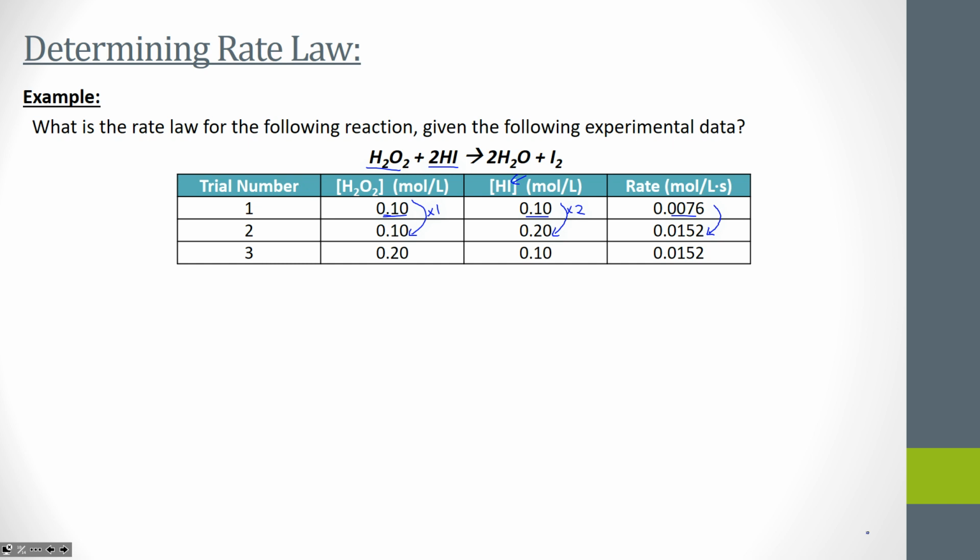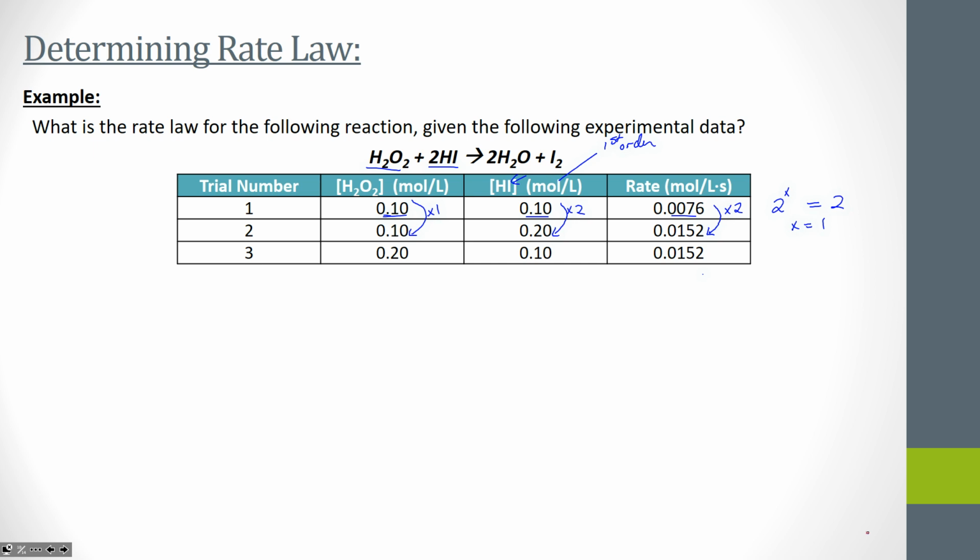And if we look from 0.0076 to 0.0152, that rate is also doubled. So for HI, we doubled the concentration, and we want to see what power makes the rate change the same way. Well, 2 to the power of what is 2? So x has to be 1. 2 to the power of 1 is 2. That means that this is first order.